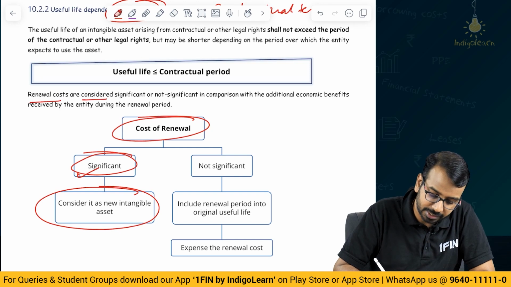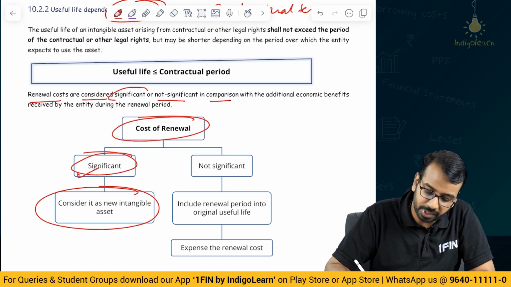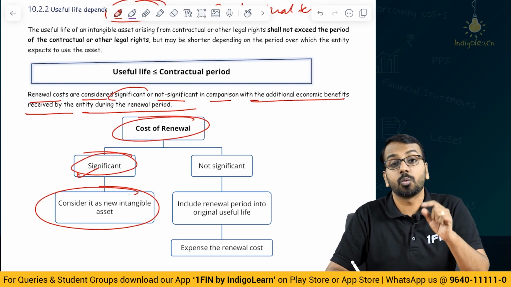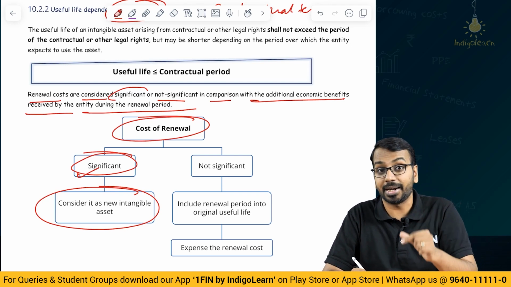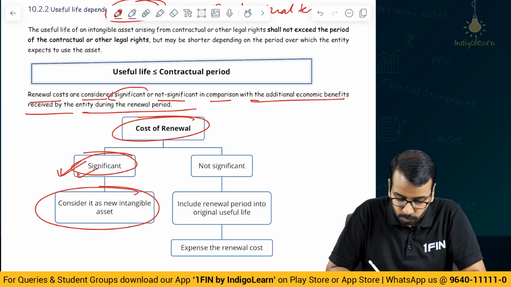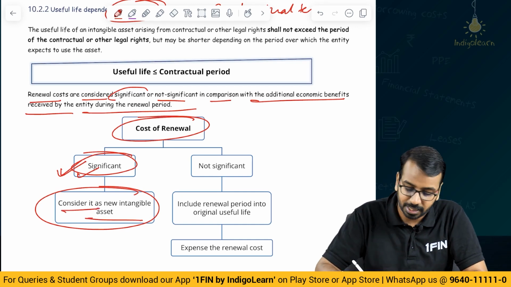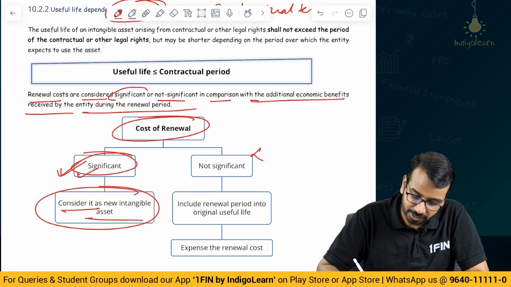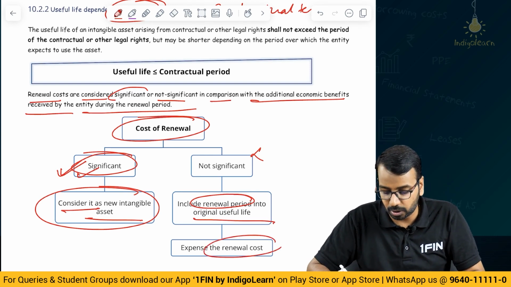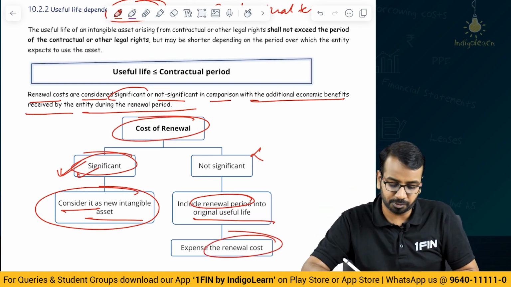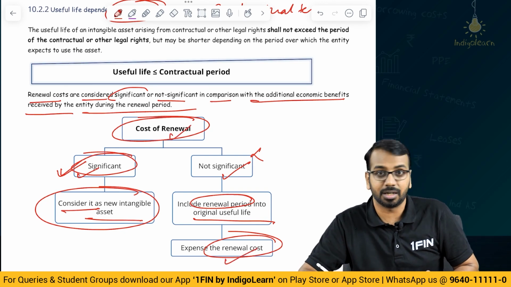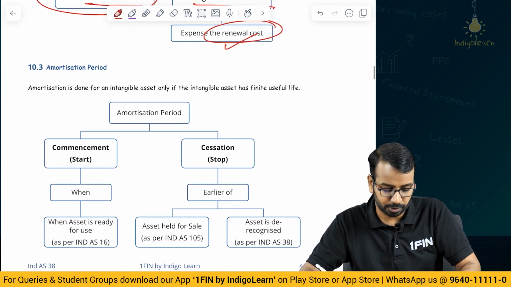So renewal costs are considered significant or not in comparison with the additional economic benefit received by the entity during the renewal period. So what is the additional economic benefit that you will get in the renewal period? If the cost is significant, then you will consider it as a new intangible asset. If the cost is not significant, then the renewal period also will be added to the original useful life and the renewal cost will be expensed. So basically what you need to remember, if it is not a significant cost of renewal, you will expense the renewal cost, important from an MCQ point of view.